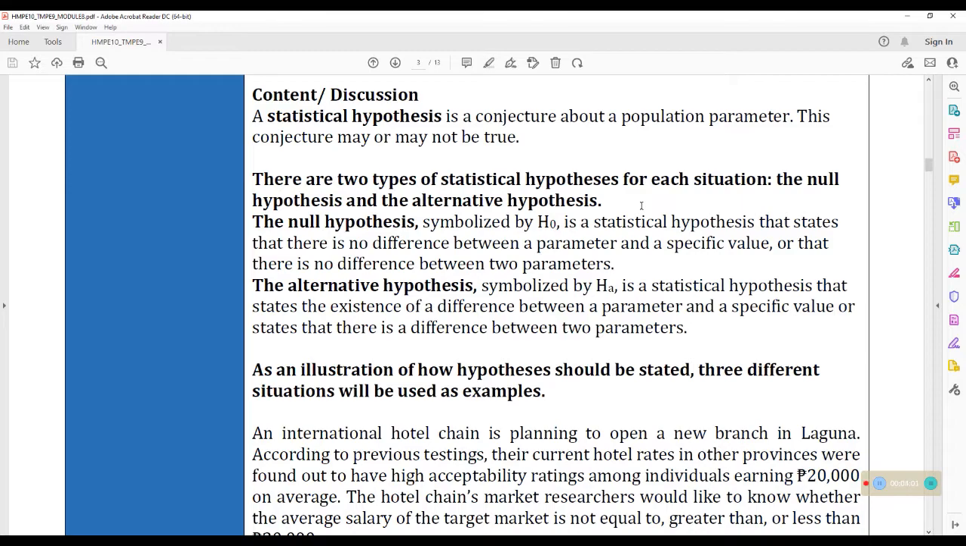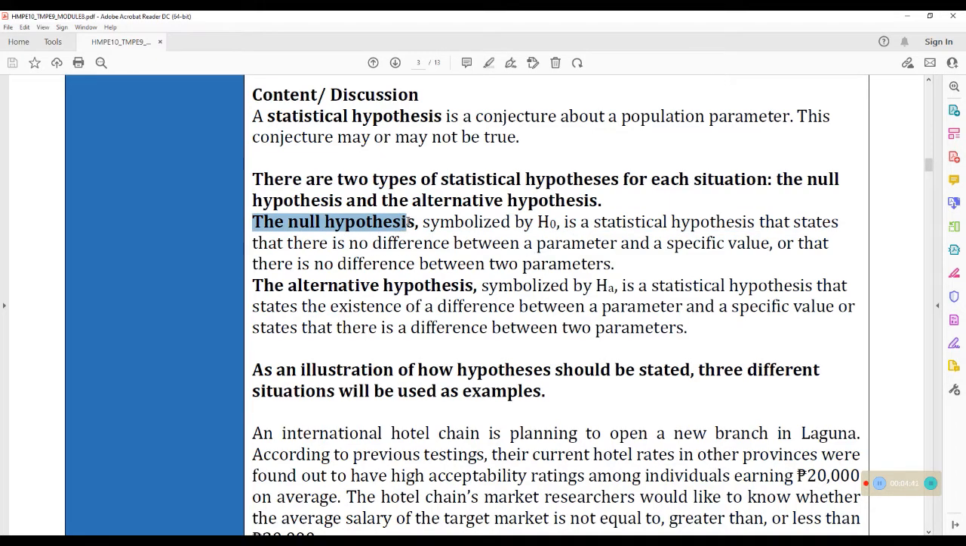A statistical hypothesis is a conjecture about a population parameter. This conjecture may or may not be true. So there are two types of statistical hypothesis for each situation. We have the null hypothesis and the alternative hypothesis. In this module, I just used the symbols HO and HA for the null hypothesis and alternative hypothesis respectively. But if you are going to refer to some other books, pwedeng ang makita nyo sa kanila H sub 0 at saka H sub 1. Sinabi ko na kaagad para hindi kayo malito.